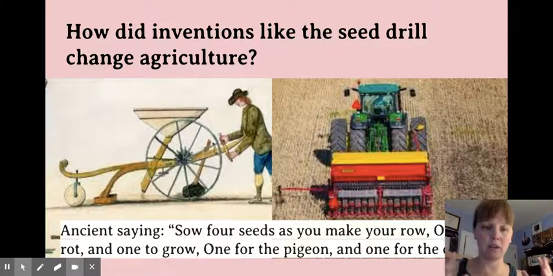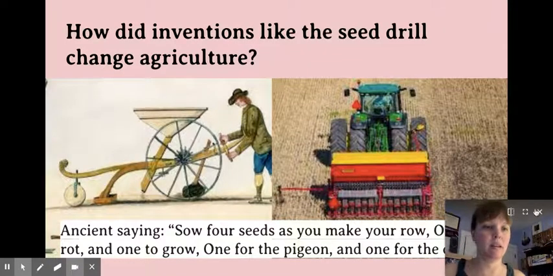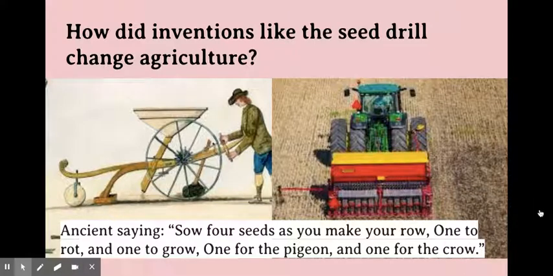Before they had the seed drill, farmers would have to throw the seeds out in a broadcasting method. This broadcasting method would toss the seeds out on the dirt flat. And the ancient saying was that you'd have to sow 4 seeds for every one that you wanted to grow, or sow 4 seeds as you make your row, 1 to rot and 1 to grow, 1 for the pigeon and 1 for the crow.